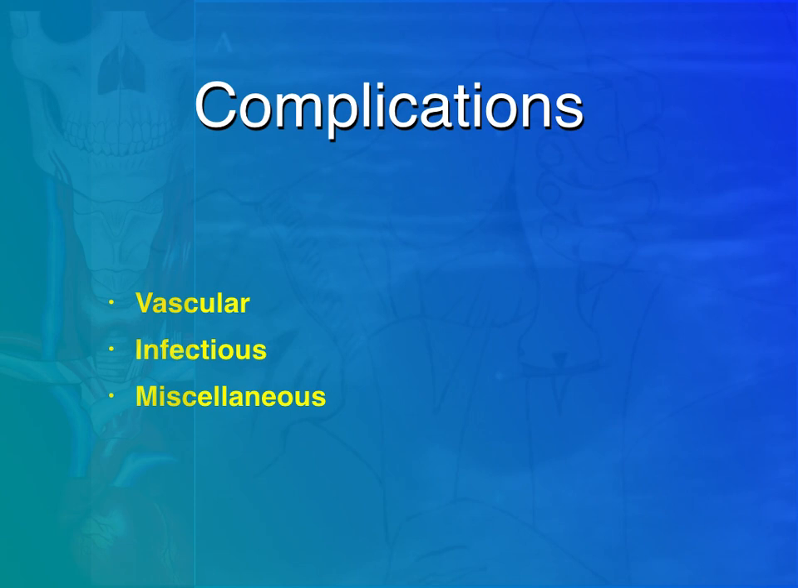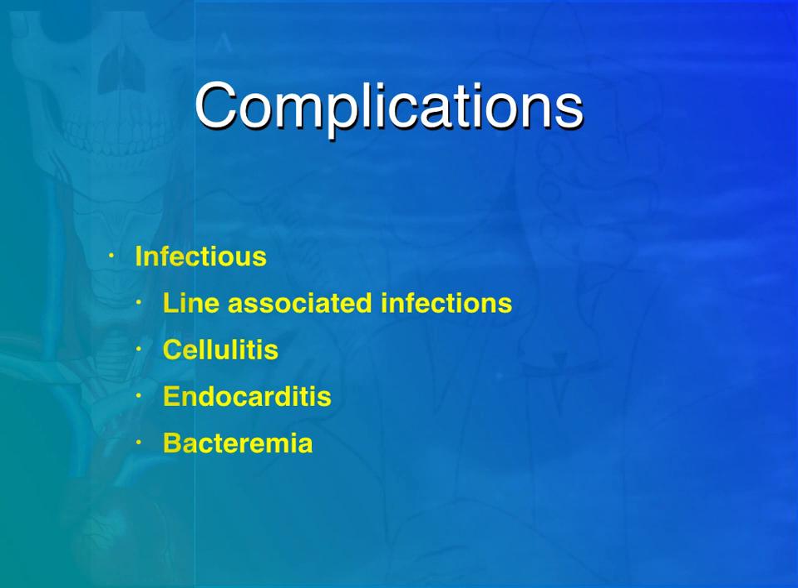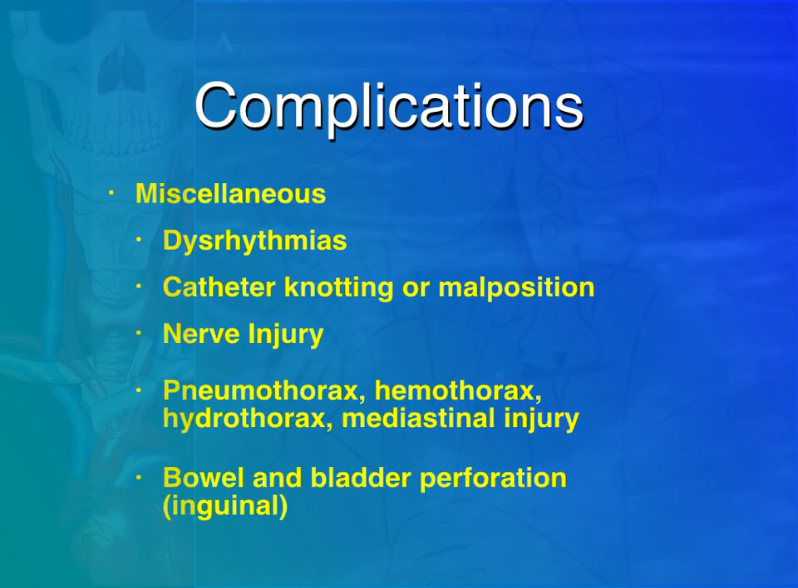Complications might be vascular, infectious, and miscellaneous. Some of the vascular complications are air embolus, arterial puncture, arteriovenous fistula, hematoma, and thrombosis. Some infectious complications are line-associated infections, cellulitis, endocarditis, and bacteremia. Miscellaneous complications include dysrhythmias, catheter knotting or malposition, nerve injury, pneumothorax, hemothorax, hydrothorax, and mediastinal injury. And when you are using an inguinal approach for a femoral, it's very important to remember bowel and bladder perforation.